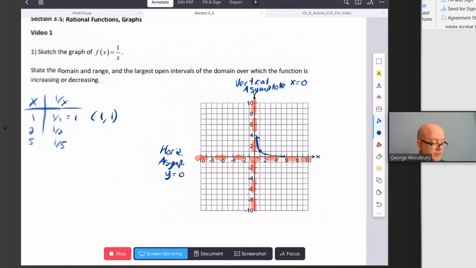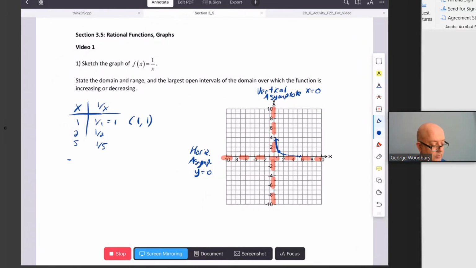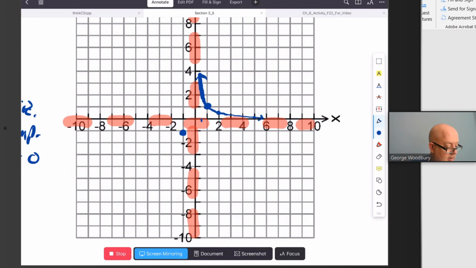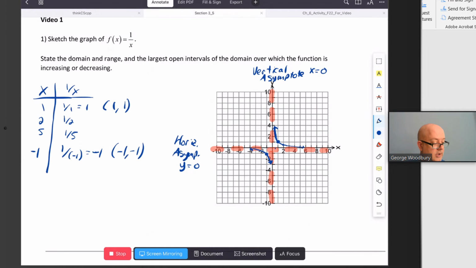The other branch, if we use -1 for x, 1 over -1 equals -1. So it's going to be symmetric. If we put in -y for y and -x for x, we'll see it's symmetric to the origin. This is -1, -1, and the same kind of thing is going to happen here. It approaches the x-axis as we move to the left, and approaches the y-axis heading downward as we move to the right. So that is the graph.